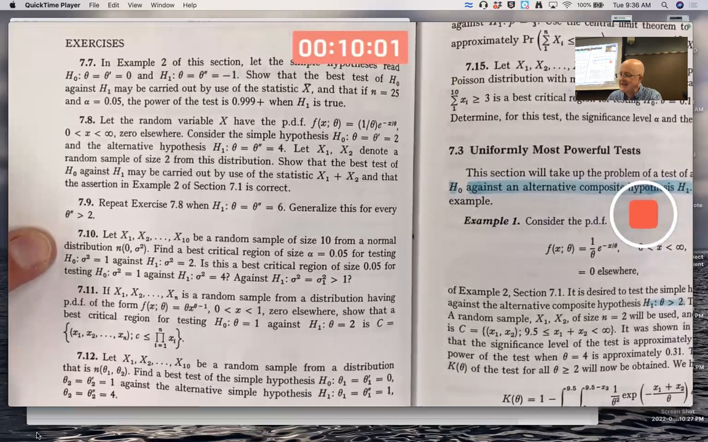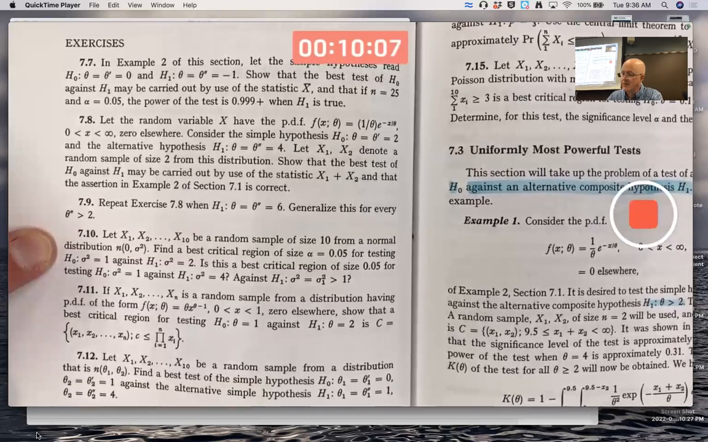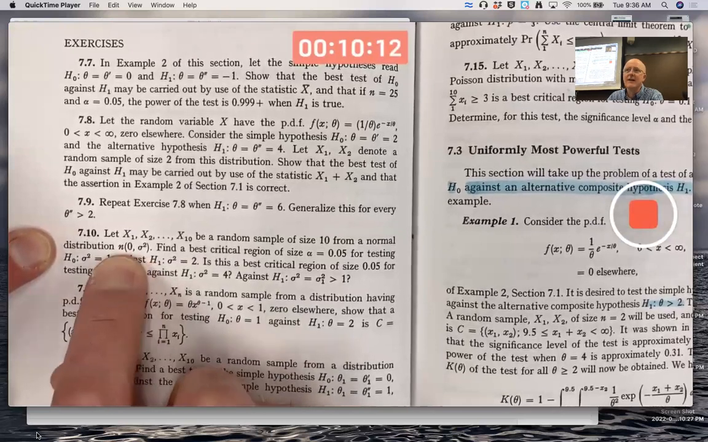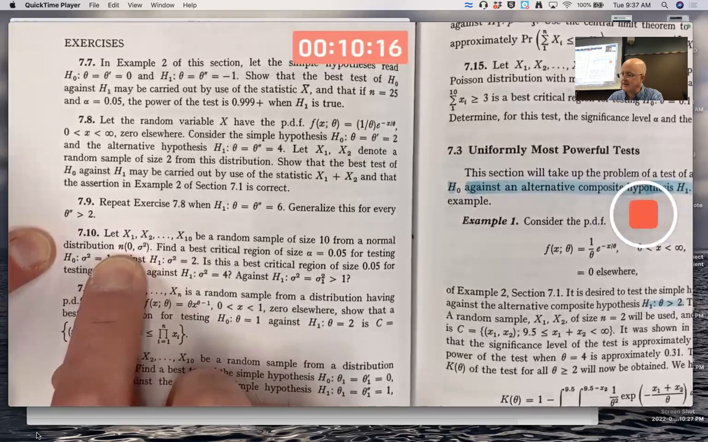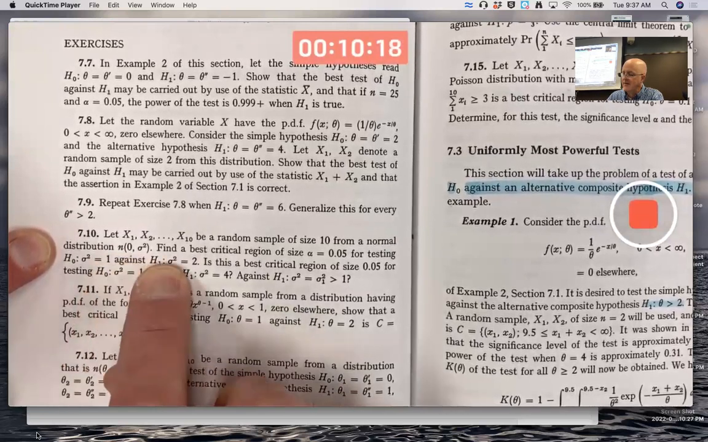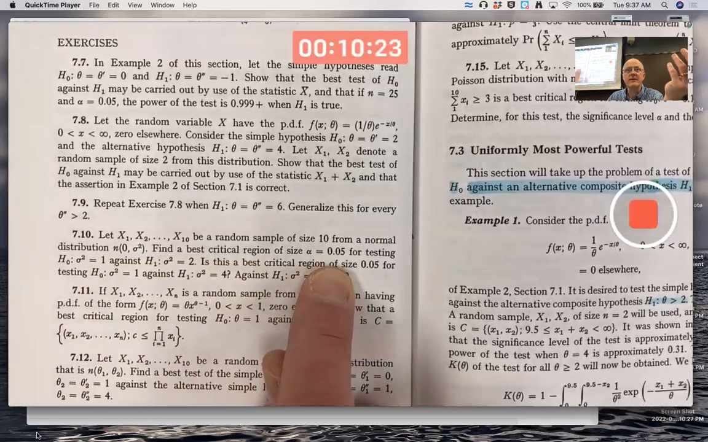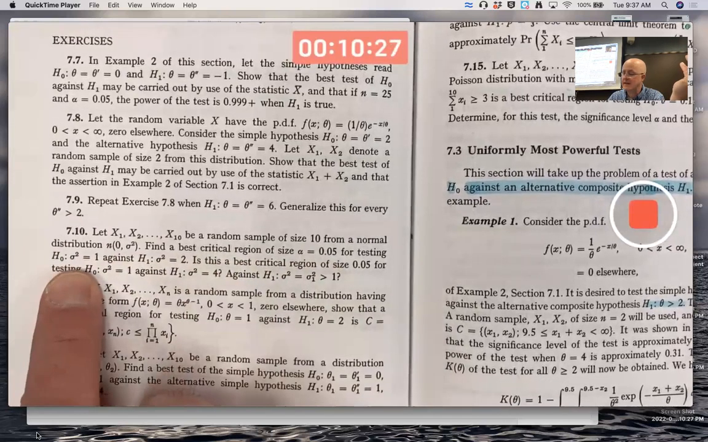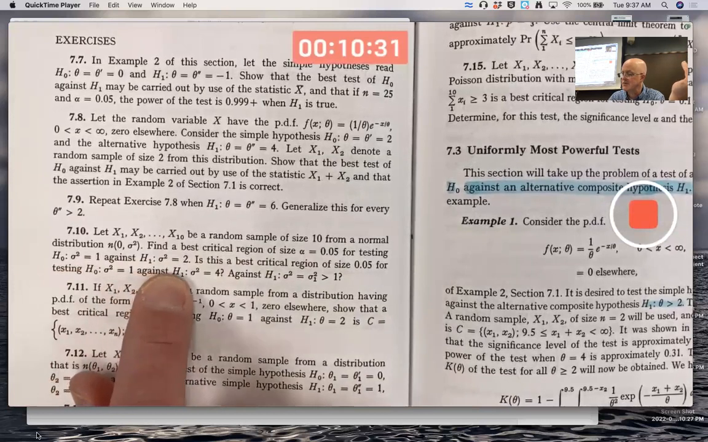Let X1 through X10 be a random sample of size 10 from a normal distribution, so it's still normal, with mean 0 and variance sigma squared. This text uses a lowercase n for normal; we've always used an uppercase. Find a best critical region of size alpha equals 0.05, meaning the probability of a type 1 error is 0.05, for testing the null hypothesis that the population variance is 1 against the alternative hypothesis that it's 2.